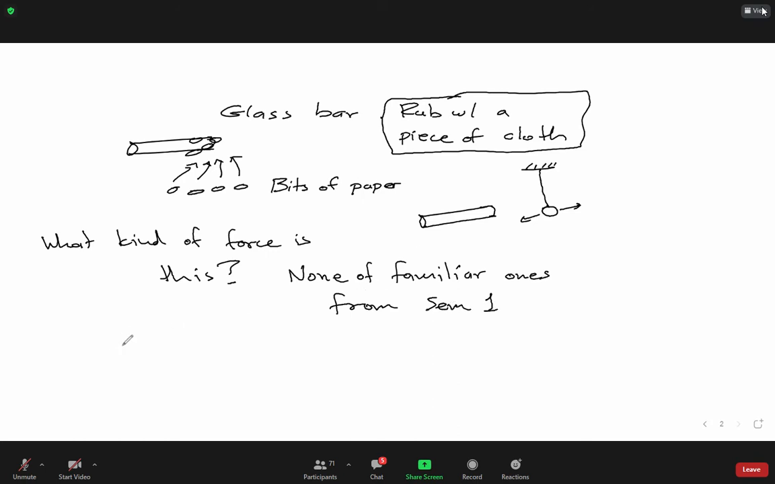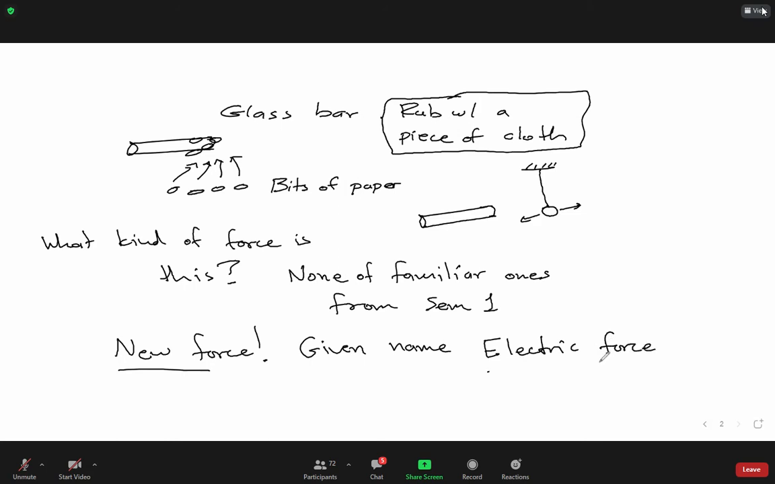So the exciting conclusion here is that this is a new force, right? That's kind of exciting. Anytime you discover a new force, that's an exciting moment. Well, now the term electric is the name given to this force. This new force is given the name electric force. Obviously, this is just a name. It doesn't mean anything. We haven't discussed anything about this new force. We haven't stated any of its properties, but this is what we're going to do today.